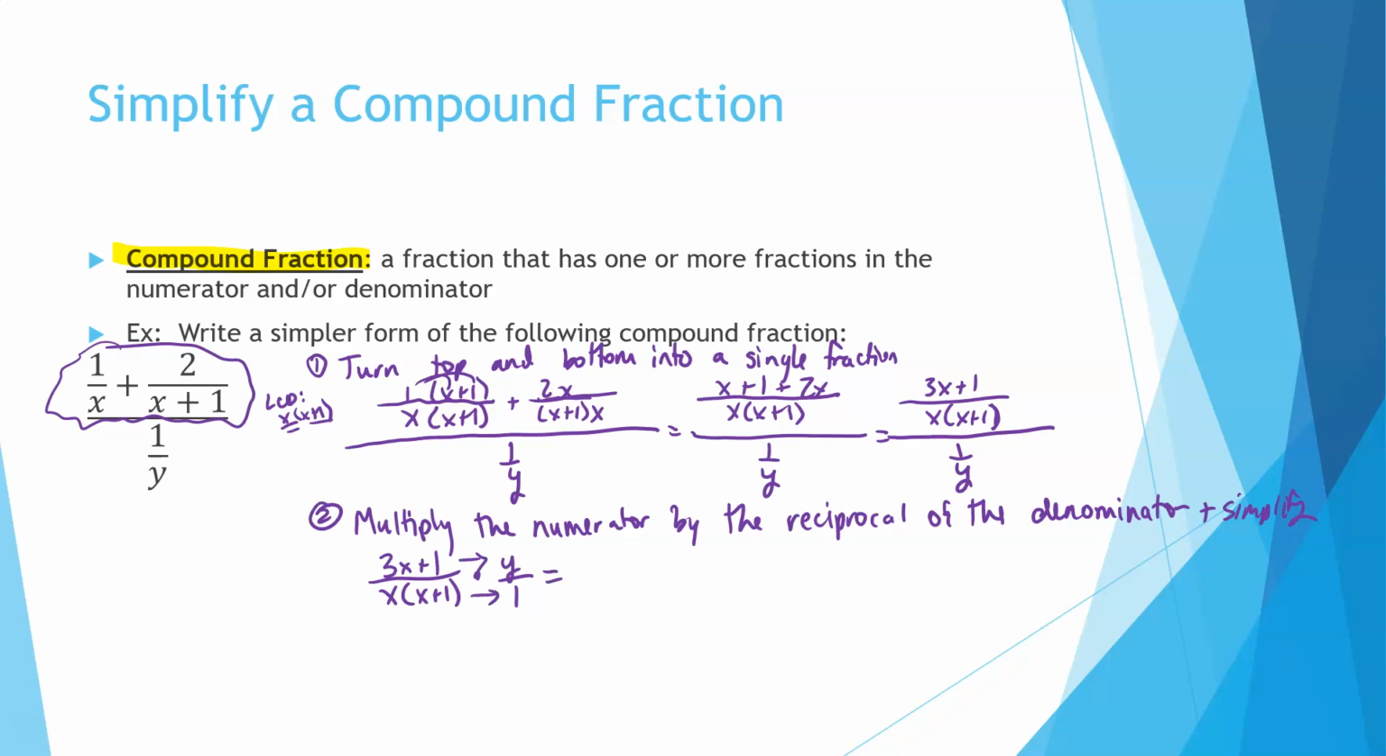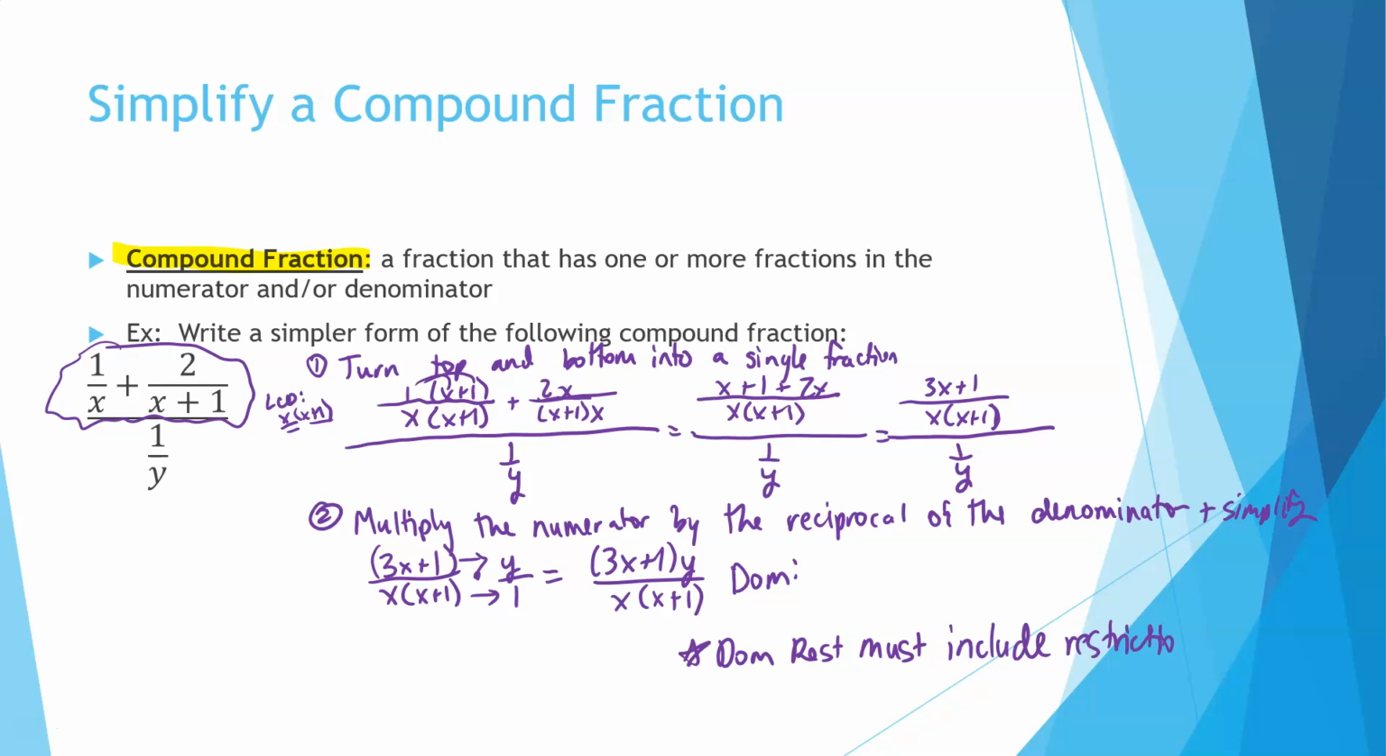Now I multiply straight across, top times top, bottom times bottom. So on top, I'm left with 3x plus 1 times y over x times x plus 1. And they actually allow me just to leave my answer like this. But don't forget, we still have to include domain restrictions. And the key is that the domain restrictions must include restrictions from every fraction in the problem.